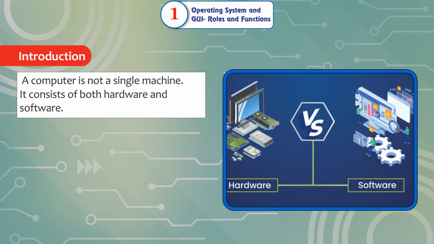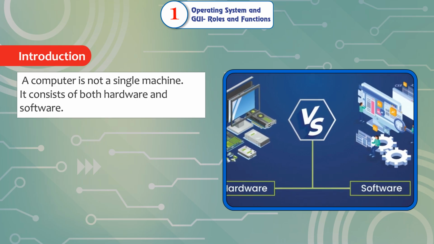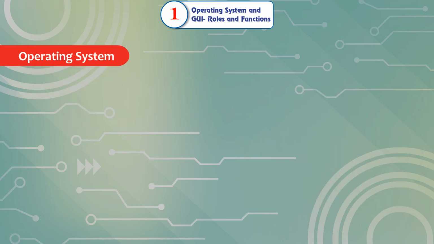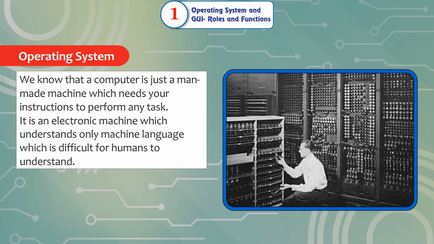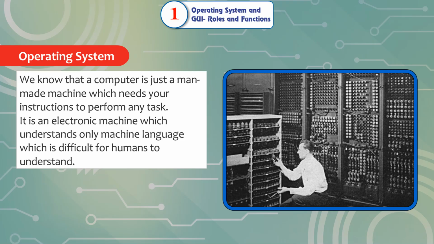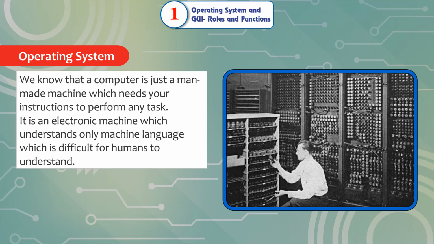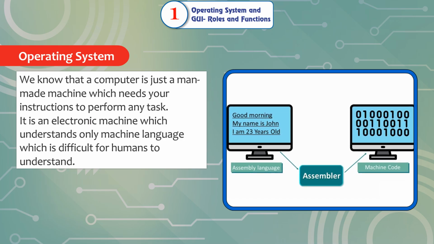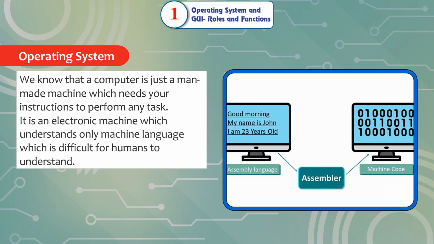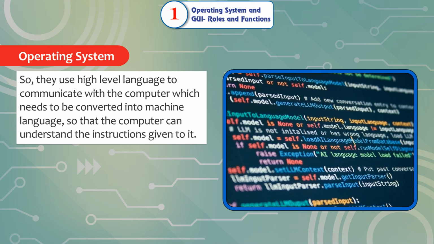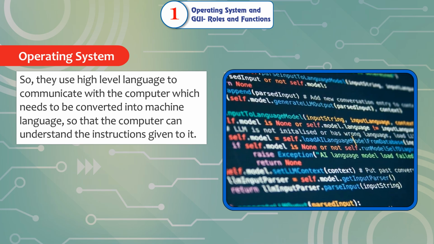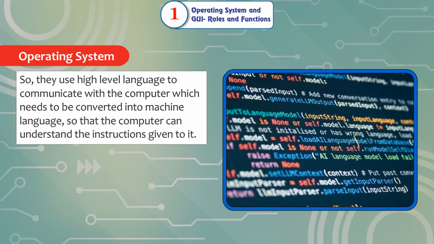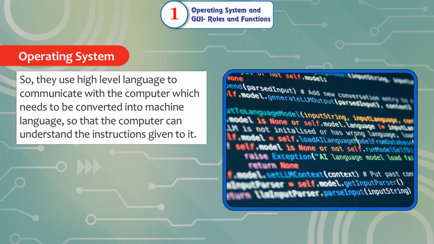A computer is not a single machine. It consists of both hardware and software. Operating system. We know that a computer is just a man-made machine which needs your instructions to perform any task. It is an electronic machine which understands only machine language, which is difficult for humans to understand. So they use high-level language to communicate with the computer, which needs to be converted into machine language so that the computer can understand the instructions given to it.